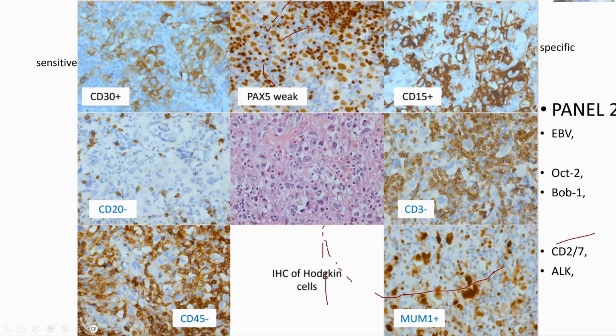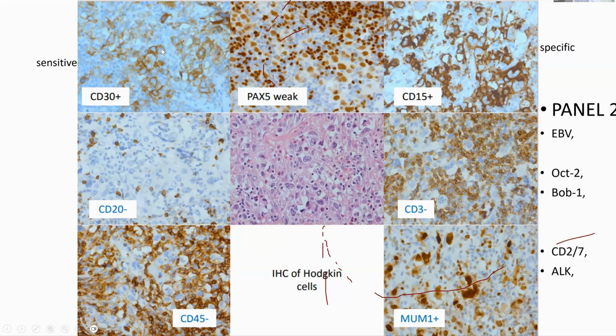CD15, and we will mention it. Sometimes it's hard to interpret, especially in mixed cellularity, because all the granulocytes in the background can show positive staining for CD15. So you have to aim for the larger cells. CD3 is usually negative in the background cells, and this is MUM1 strong positive staining.